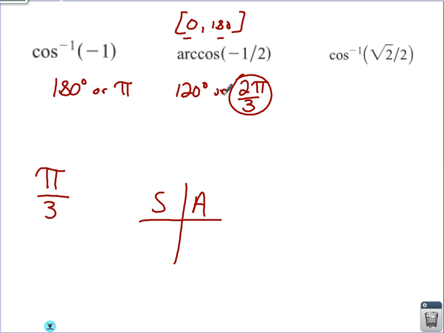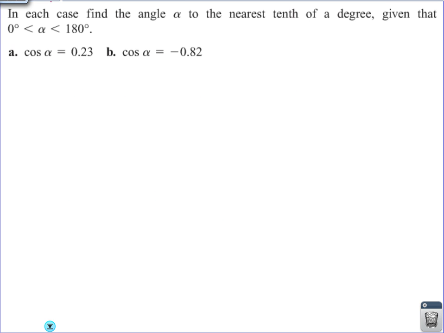And then the last one, the inverse cosine of root 2 over 2. We're in the first quadrant because it's positive. Cosine of what's root 2 over 2? 45 degrees, or pi over 4 as a radian. Another calculator type problem. Cosine of alpha is 0.23. Since we're positive, we know that we're going to be somewhere in the first quadrant.